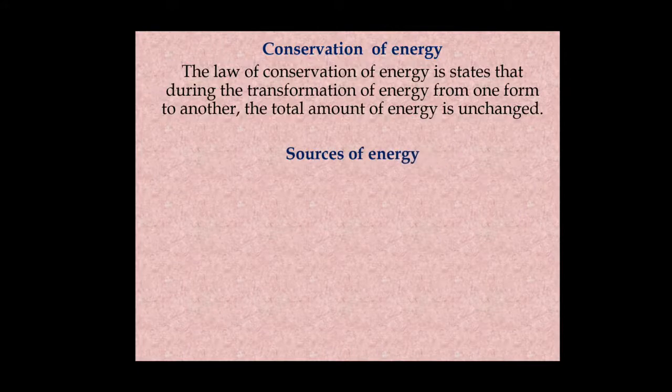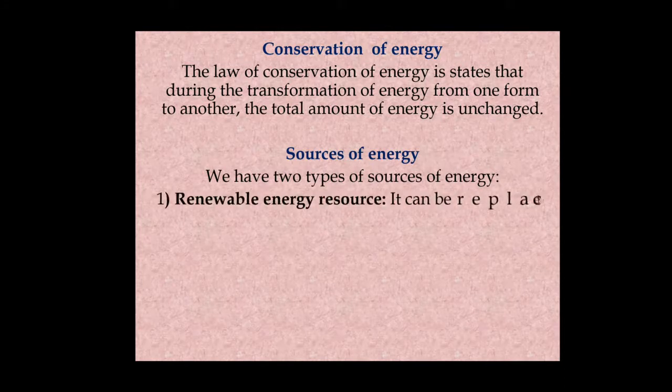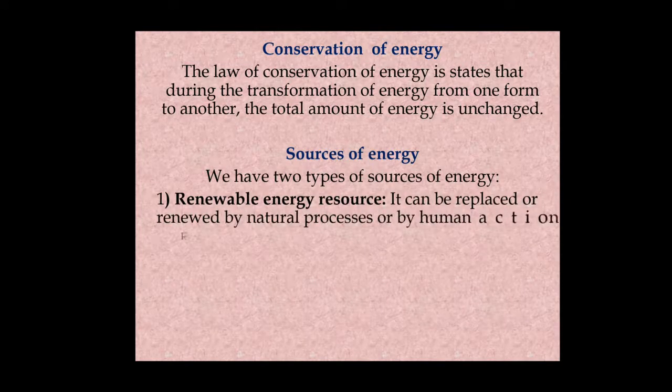Now look at the sources of energy. We have two types of sources of energy. First one is about renewable energy resource. It can be replaced or renewed by natural processes or by human action. For example, wood, water and wind. These are the resource of renewable energy.